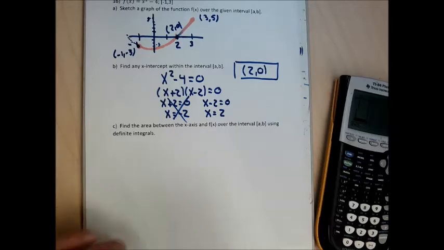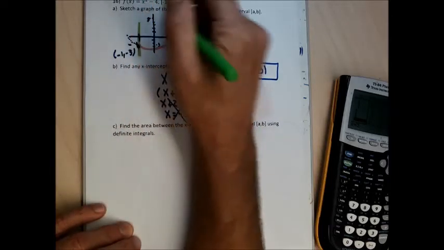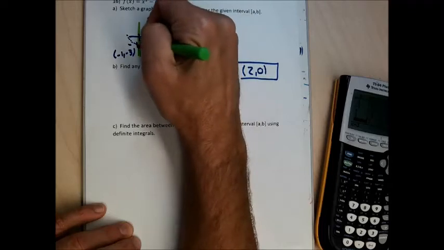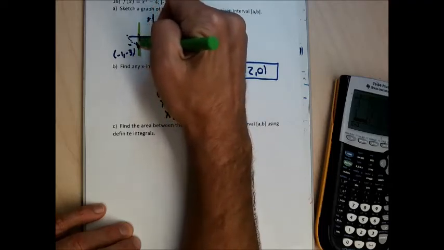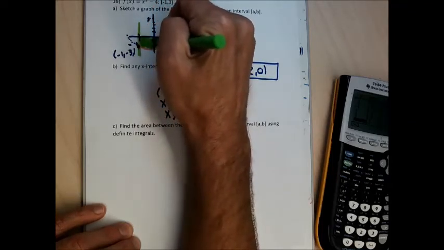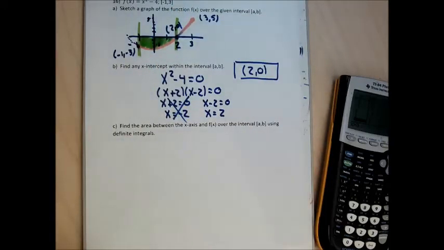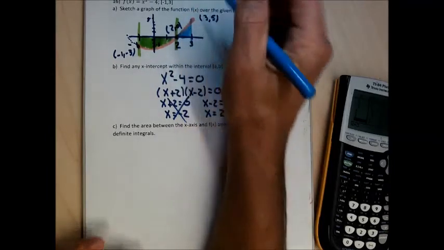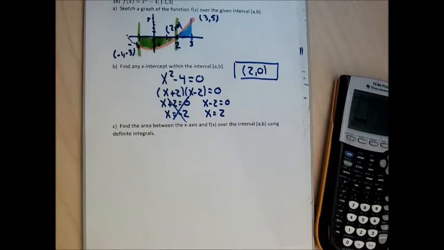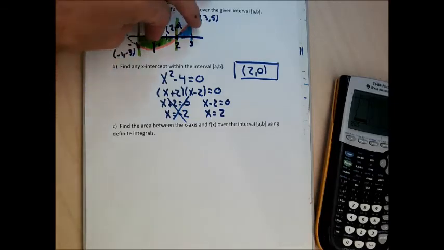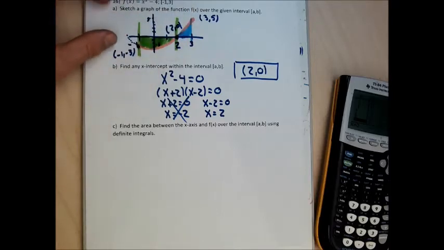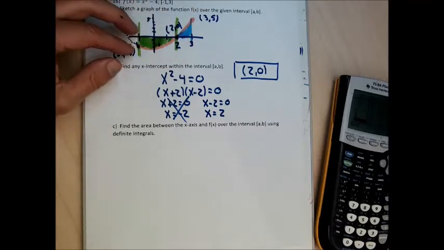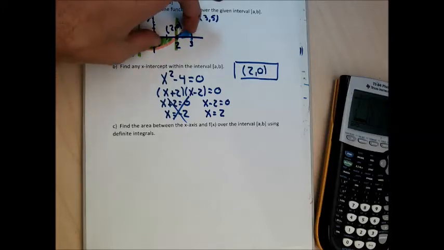Part C wants me to find an area, and really specifically, what it's going to ask me to do is to find the area between x equal to -1 and x equal to 2, and then find the area between x equal 2 and x equal to 3 and add those together. So what I'm supposed to do is find two separate areas, and the area between the x-axis and the graph of this function is the sum of these two areas.